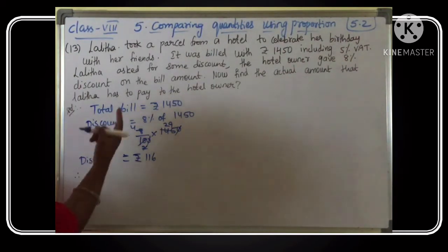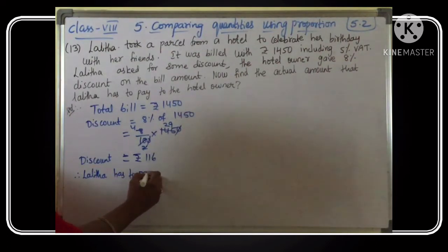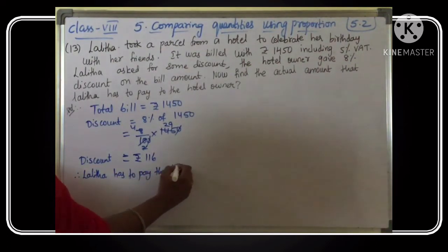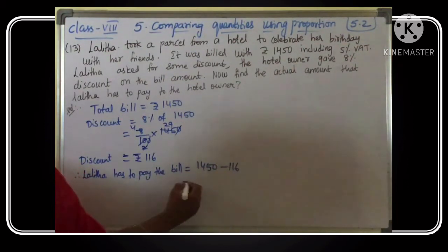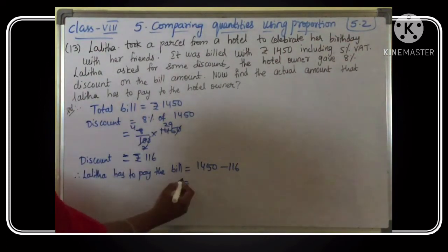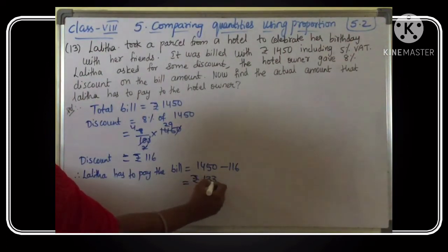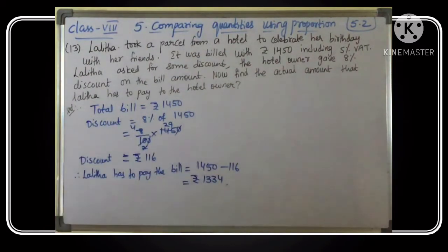So now how much should Lalita pay to the owner? Lalita has to pay the bill, which is nothing but the total minus this discount. So 1450 minus 116, when you subtract, you will get 1334. So Lalita should pay 1334 rupees after discount.